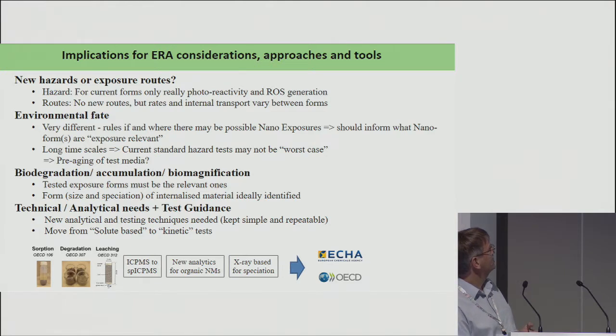The easiest way to deal with this would be to pre-age the test media rather than run the long-term test. It would also be the cheaper option, probably also the more reproducible option. Biodegradation, accumulation, biomagnification: we need to test the relevant forms, so the difference between the silver and the silver sulfide. We also need to test the form, size and speciation of the internalised material so we know what's in there, because that's important for the next step of the risk assessment, who eats the product at the end.